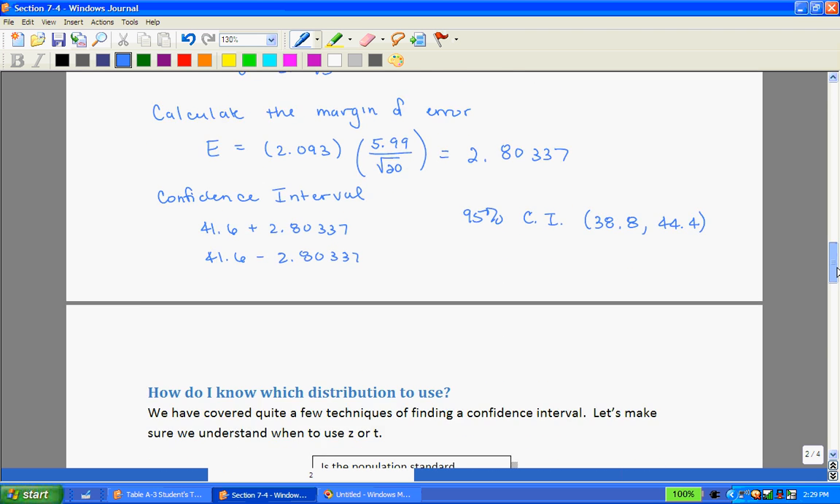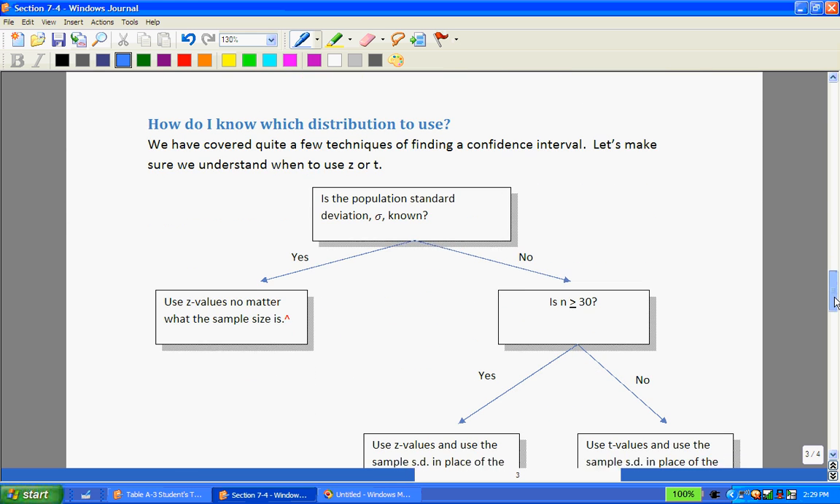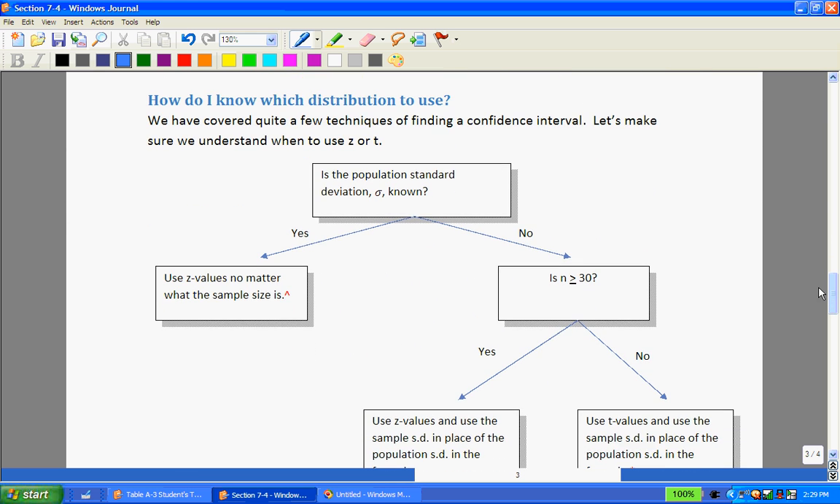Okay. Well, we've done quite a bit with confidence intervals. We looked at when it was normal, when we knew the standard deviation, when we didn't know the standard deviation. So it can get kind of confusing to know when do I use which one. Well, here's a little flow chart to help you know which one you're going to use. The first question you want to ask yourself is, is the population standard deviation sigma known? So we're not worried about knowing the sample standard deviation, but of the population, do I know sigma?